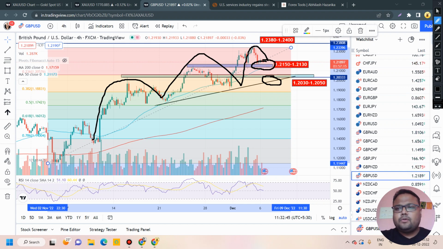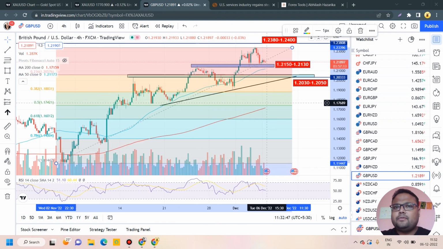Let's wait and watch. If you're holding any buy position, be careful, and whatever you do, please follow proper risk management. Do not gamble with your hard-earned money. As I always say, capital protection should be your first priority always.